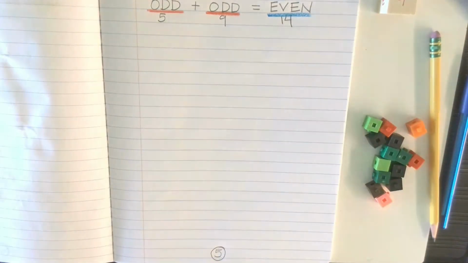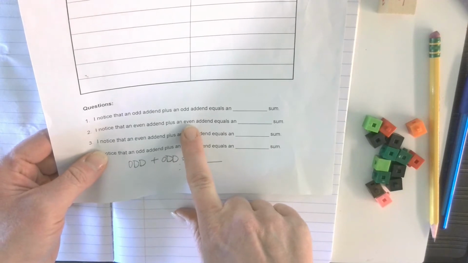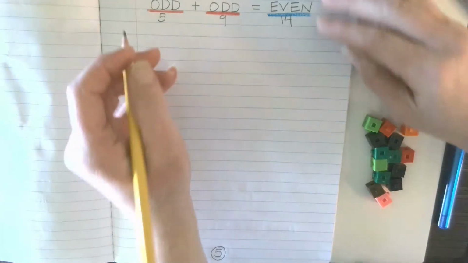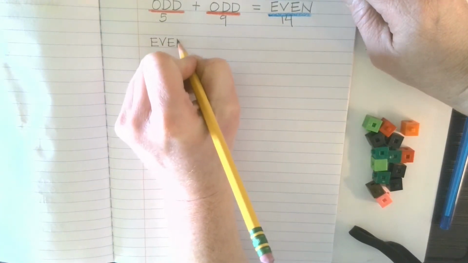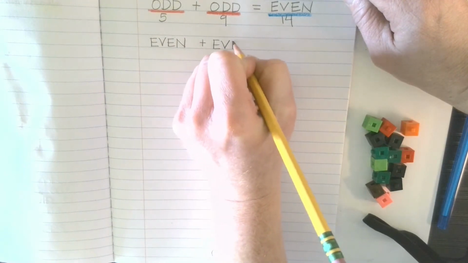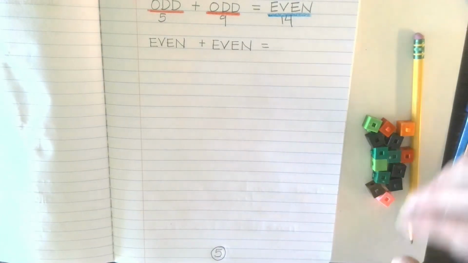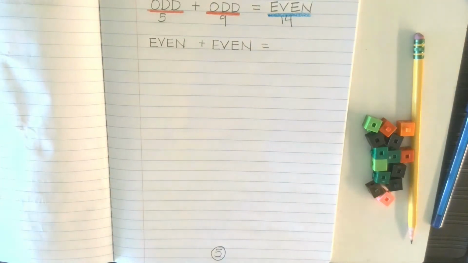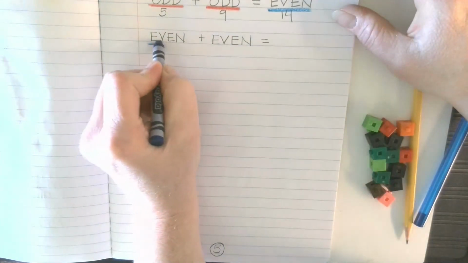Now, on our paper, the next one said, I noticed that an even plus an even equals what kind of sum? So let's write that down. An even plus an even number, what is that going to equal? Is it going to equal an even number or an odd number? So again, I'm going to underline the word even in blue.